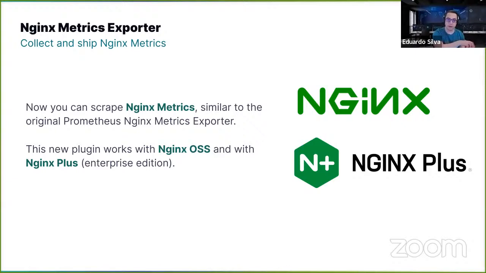So we can take that JSON, convert it to our metrics payload, and ship it out through Prometheus Exporter, Prometheus Remote Write, OpenTelemetry metrics, or anything. This new plugin supports Nginx open source, but also Nginx Plus, which is the enterprise edition.